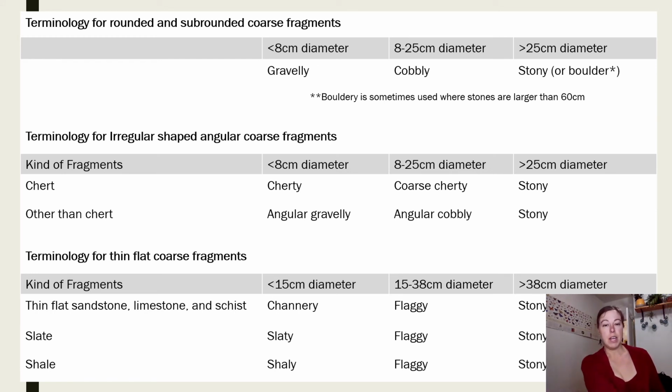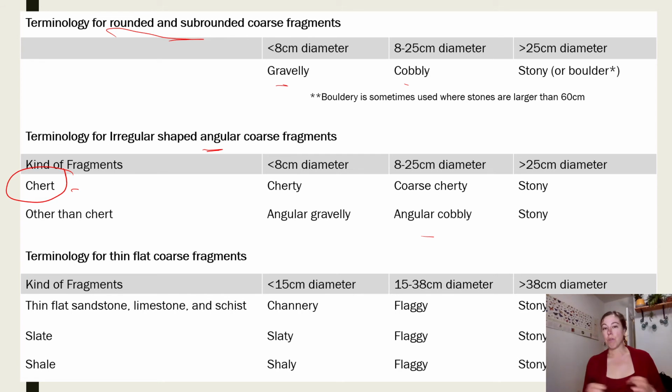Chert is a type of coarse fragment that is quartz that forms like a concretion. So if you have specifically chert, then you call those coarse fragments cherty. Most of our coarse fragments are rounded because they're glacially deposited. So we have rounded and sub-rounded. We don't typically have angular, but if you did, you can have angular that's other than chert. And they just call it angular gravel rather than gravel being smooth, and angular cobbly because cobbly is smooth.